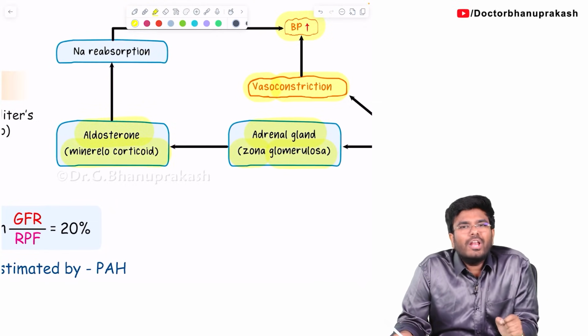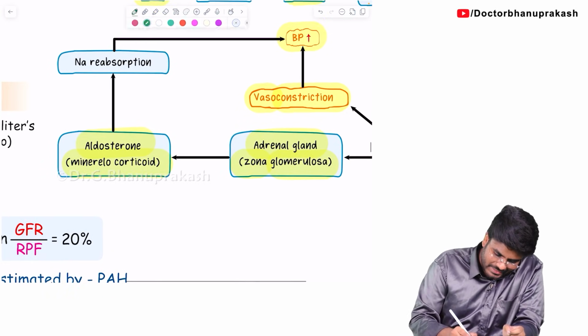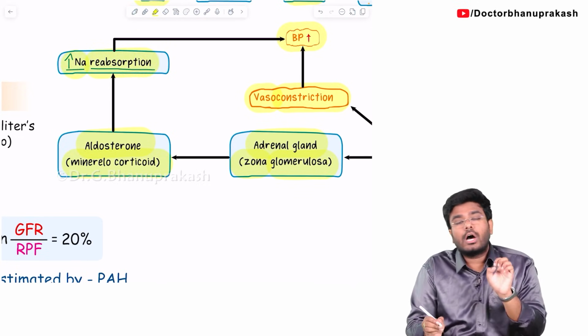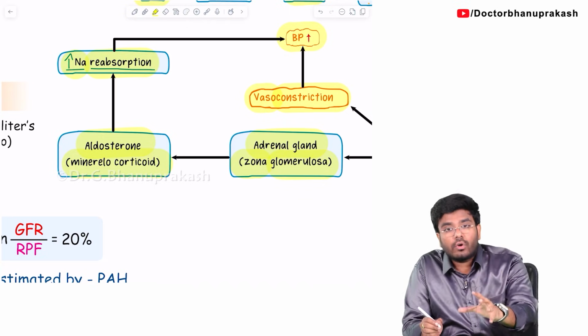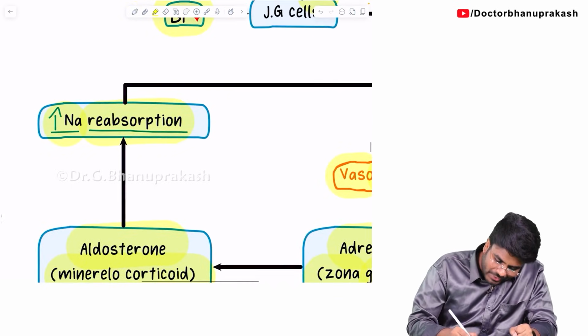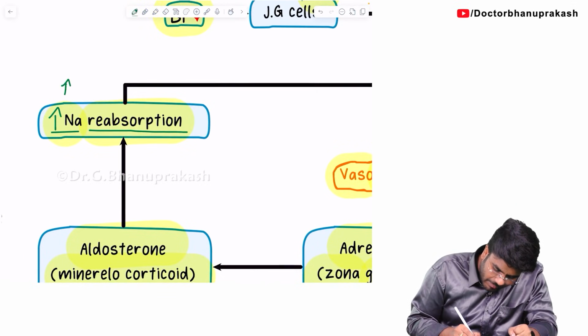Now, we all know that this aldosterone is going to increase our sodium levels. So what happens? There is increased sodium reabsorption. When aldosterone goes and acts on the nephrons, it will reabsorb more and more sodium. So tell me, guys, what happened to my sodium levels? Now I am having more sodium in my blood.